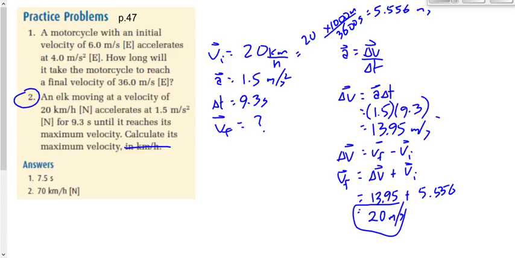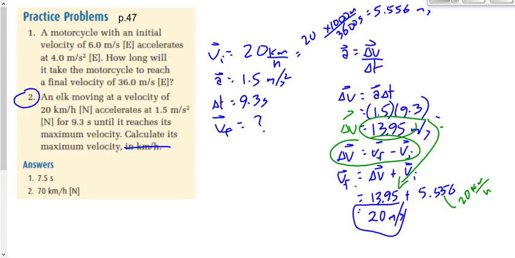I had the 5.556 because when I solved for 13.95 right here, this was delta V. That's not what I'm looking for, though. I'm not looking for delta V, I'm looking for VF. But I know that delta V is equal to VF minus VI. So if I rearrange to solve for VF, the VI goes over by adding. It's subtracted from delta V, so I take it over to the other side by adding. So now I've got VF is equal to delta V plus VI, or 13.95 that I just solved for, plus the initial velocity of 20 kilometers per hour converted to meters per second. That make sense? Okay.